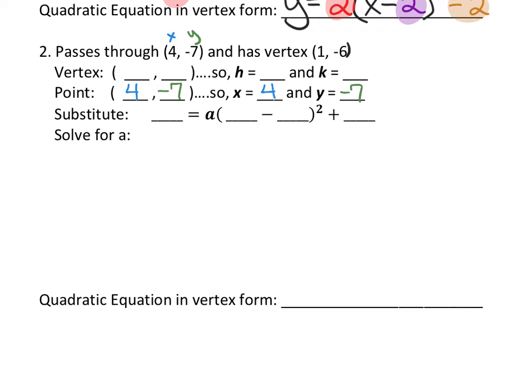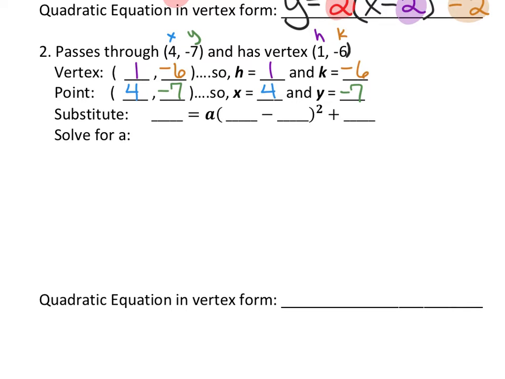Now my vertex, what two letters make up my vertex? 1 and -6. The letters are H and K. So for my H I have 1 and for my K I have -6. I have 4 numbers I can plug in. I have a number for X, Y, H, and K. So we're going to plug them into this vertex form equation. I have it kind of helping you out with some training wheels here. I have blanks for you.